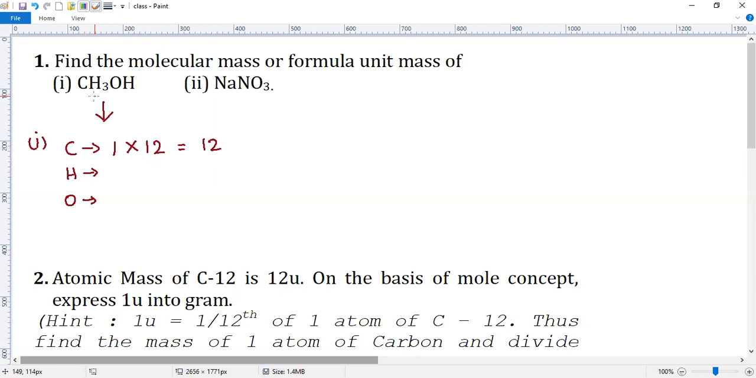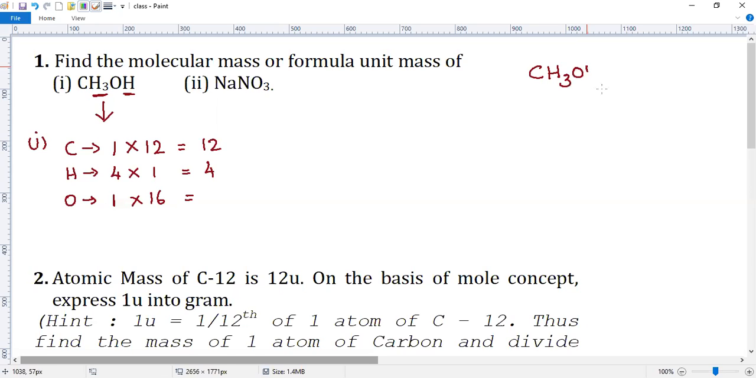And hydrogen, how many are there? One here, and here it is 3. Totally, how many are there? 4 hydrogen atoms. So 4 times, what is its mass? 1 U. So it is 4 U for hydrogen alone. Oxygen, only one.